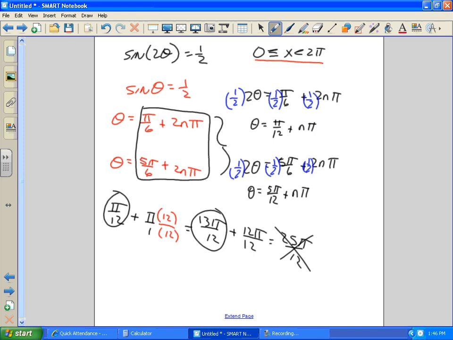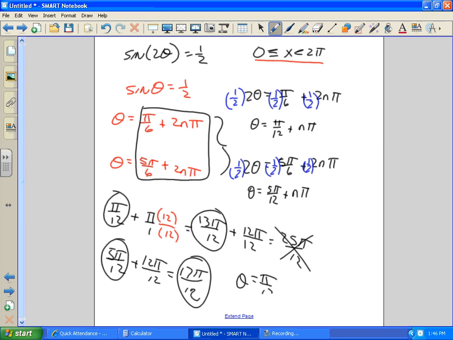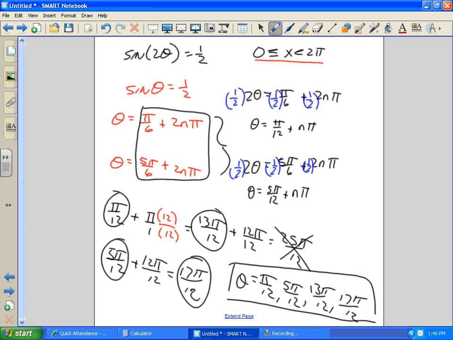Now let's do it with the 5 pi over 12. I say 5 pi over 12 plus 12 pi over 12 is 17 pi over 12. That one works, doesn't it? The next one won't work. So I have 4 answers. So my answers are theta is equal to pi over 12, 5 pi over 12, 13 pi over 12, and 17 pi over 12. And those are the answers to the problem.